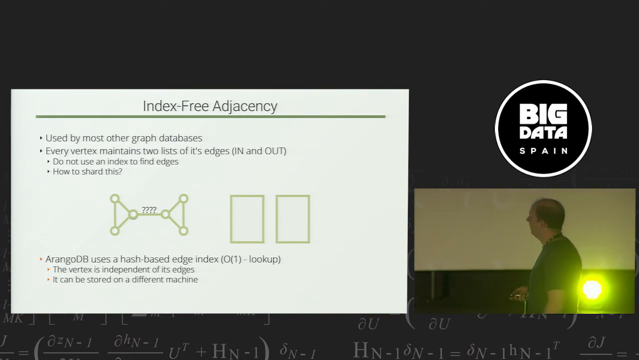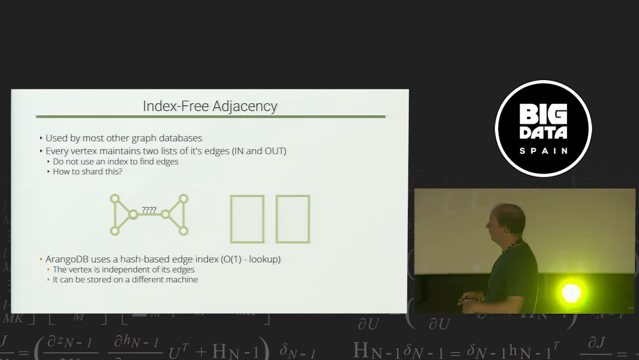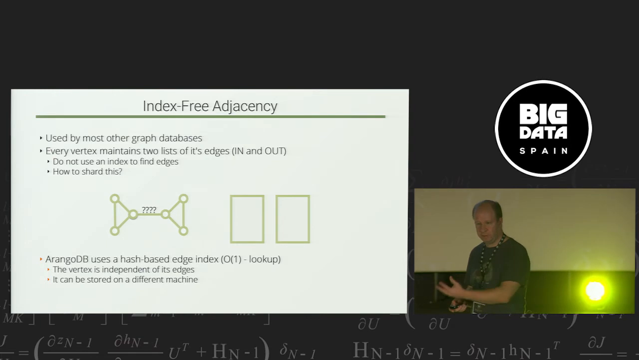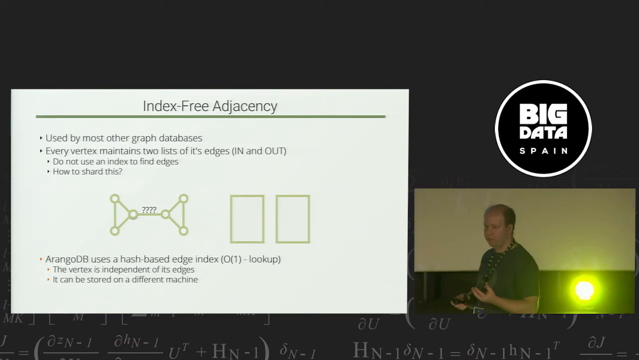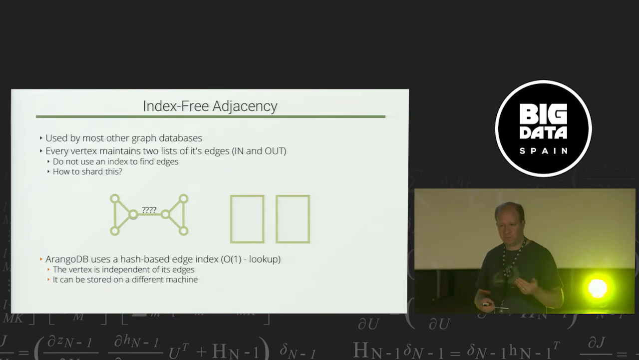What we claim is that using an index to find the adjacency is much better in many ways, because you can now use index-free adjacency, as I explained in the first challenge, and you can double the edges in both locations, but you can now use index lookups to quickly find your edges and can maintain your data in a much more efficient way.